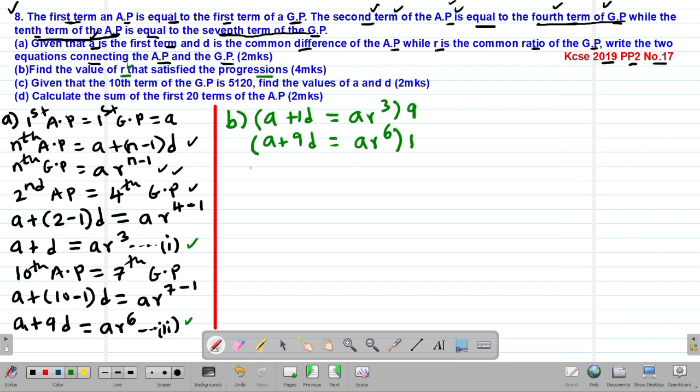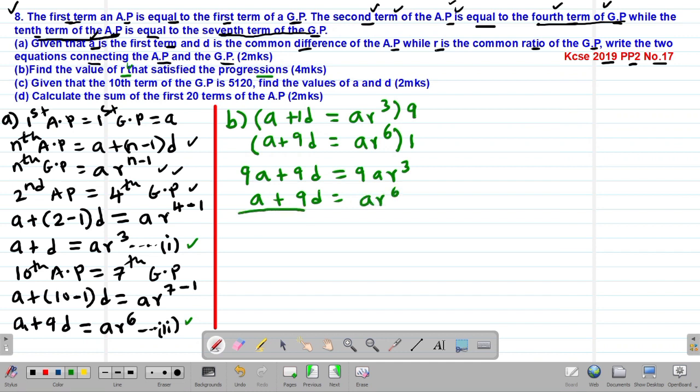So if I open the bracket, I'll end up with 9 multiplied by A, which will give me positive 9A. Then, of course, plus 9 multiplied by D, I'll get positive 9D, being equal to 9 multiplied by AR cubed, I'll get 9AR cubed. Then the second equation, if I multiply by 1, I'll just remain with A. Then, of course, plus 9D being equal to AR to the power of 6.